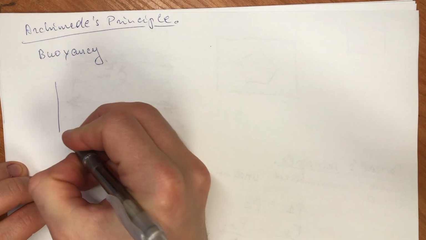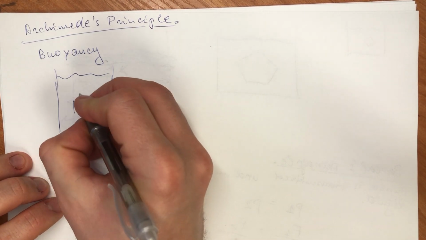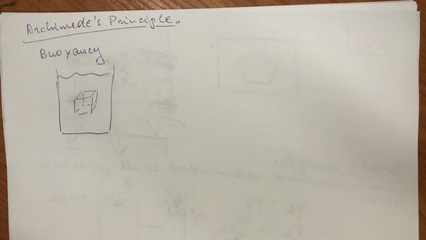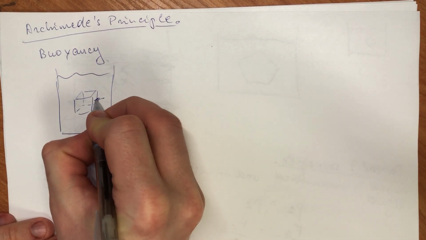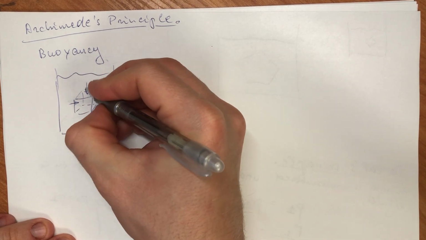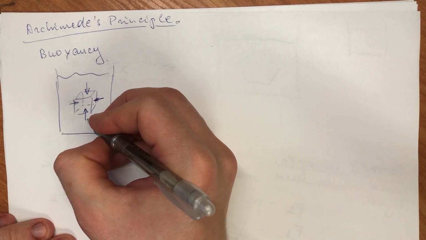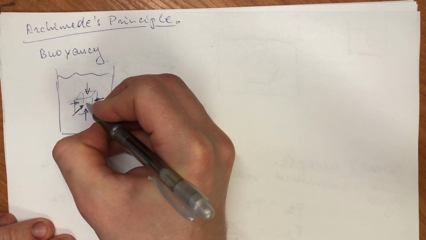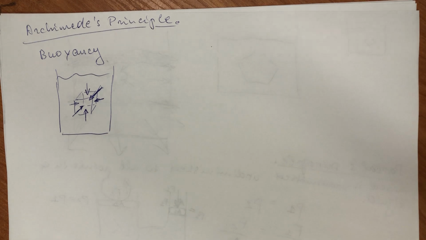If you have a cube that is immersed in water, there are forces on this cube: forces to the side walls, forces from above, from the water above, forces from the water below, to this front wall also, and to this back wall also.